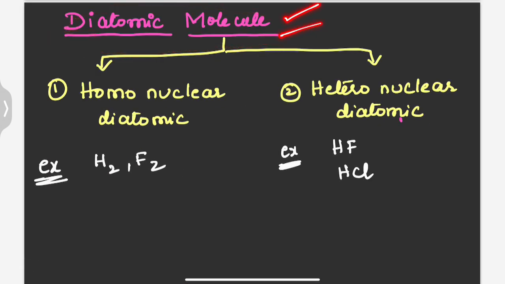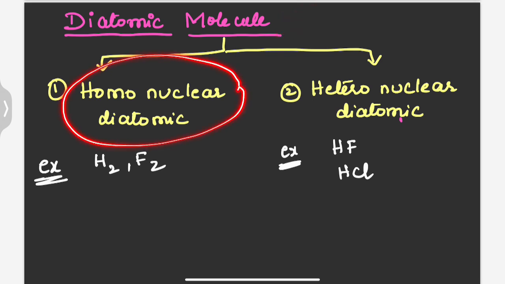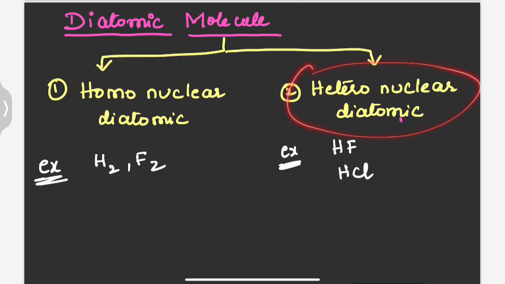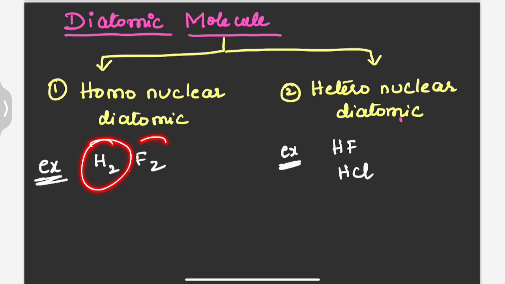Diatomic molecules are of two types: homonuclear diatomic and heteronuclear diatomic. Homo means the same kind of atoms will be present. Hetero means different kinds of atoms will be present. For example, H2 and F2: here you can see the same type of atom, hydrogen and hydrogen, and fluorine and fluorine. If the same type of atoms are present, it is called a homonuclear diatomic molecule. In hetero, you can see different atoms, hydrogen and fluorine, hydrogen and chlorine.